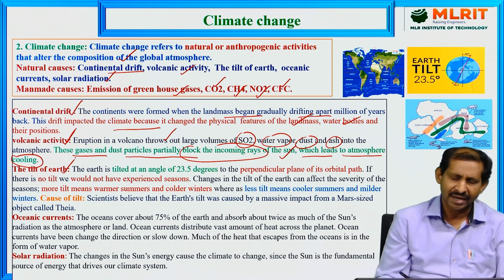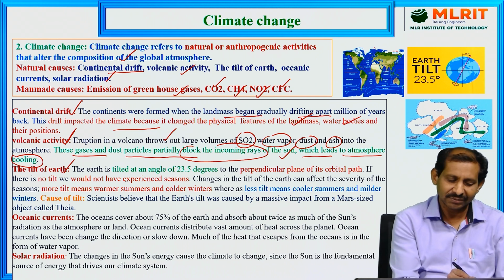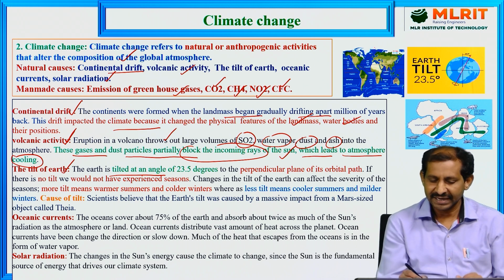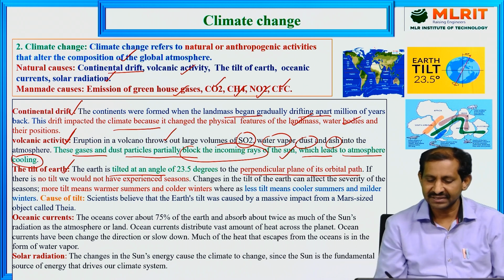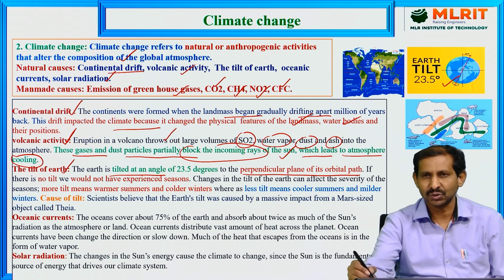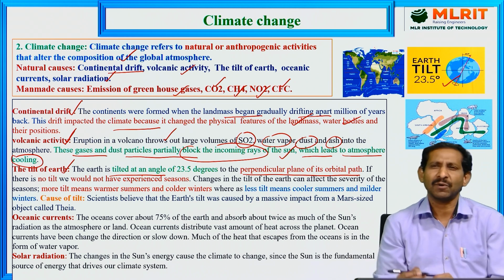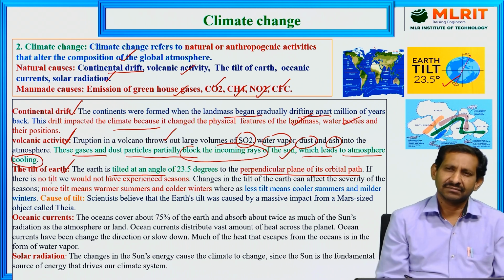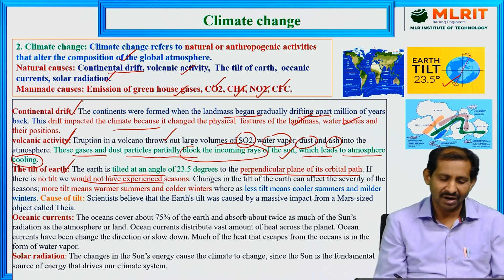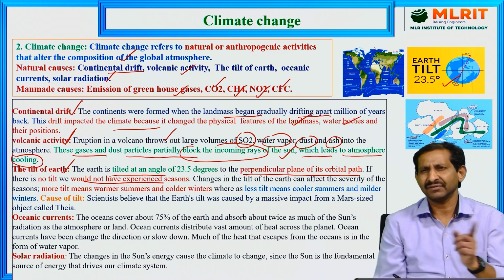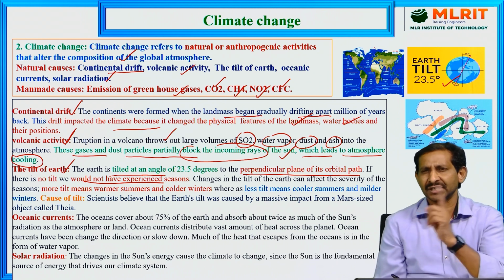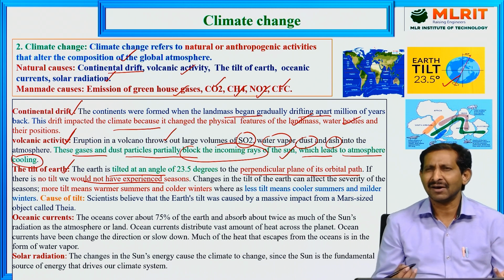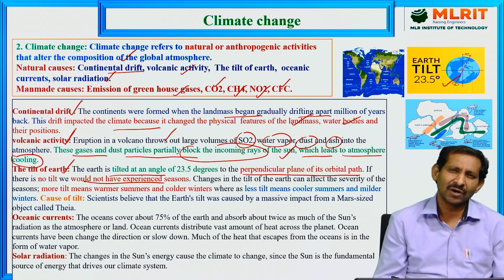The third one is the tilt of the earth. Generally, the earth is tilted at an angle of 23.5 degrees to the perpendicular plane of its orbital path. Like this picture showing, the earth is tilted 23.5 degrees to the perpendicular plane of its orbital path. If there were no tilt, we could not have expected the seasons. If there is no tilt, there are no seasons. Whether summer, winter, hot or cold, these seasons we would not expect.